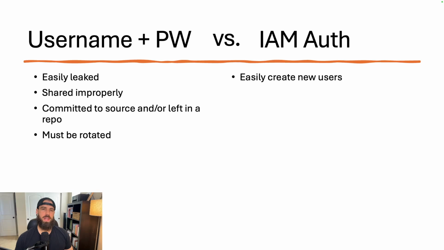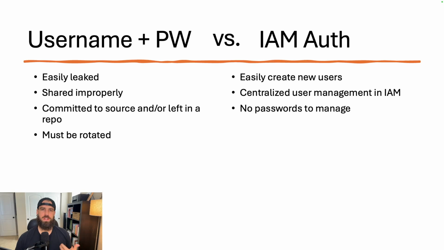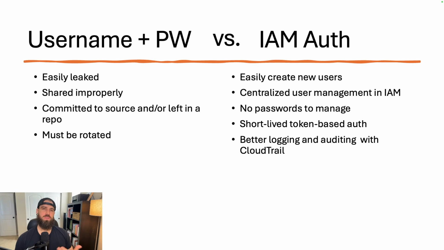On the other hand, IAM Auth allows you to easily create new users for your database. Because we manage permissions in IAM, it allows us to centralize our user management and easily rotate or revoke credentials. As our application scales, it allows us to not have to manage multiple sets of credentials and passwords. Because instead of a password, we will authenticate to the database using tokens, which eliminates one of the biggest security risks in modern applications. And because authentication happens through IAM, we gain more comprehensive logging and simplified auditing through CloudTrail.